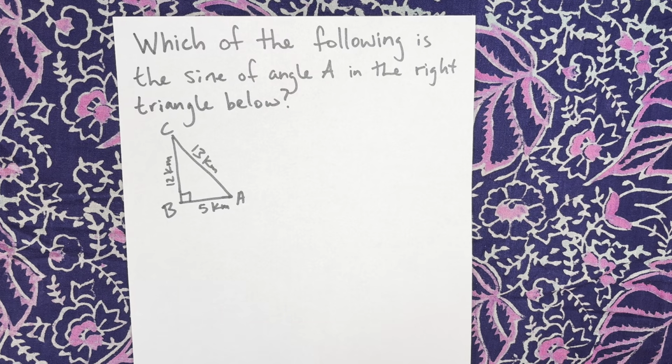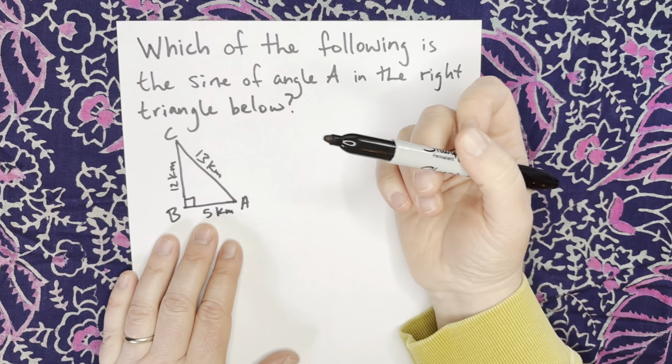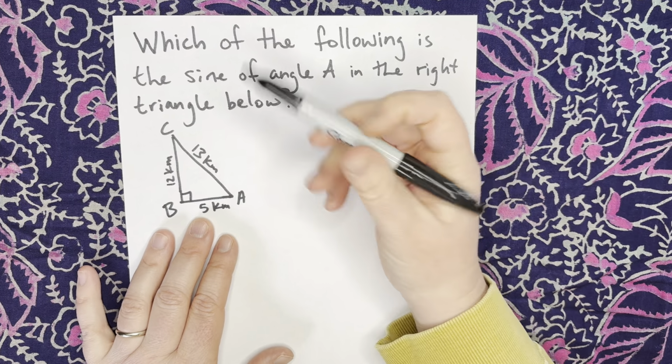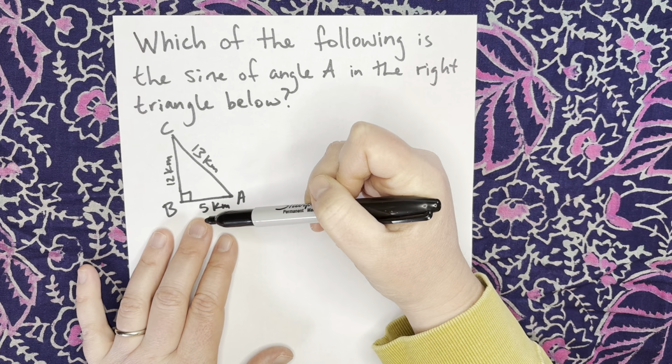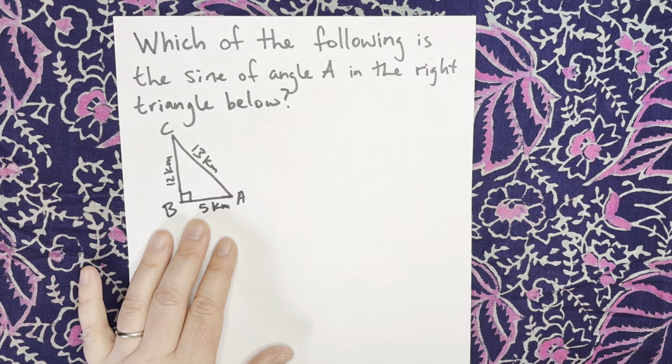I received a request to do a trigonometry problem. So today we're going to look at this. Which of the following is the sine of angle A in the right triangle below? So we have a right triangle, and it's labeled with each of the angles at the corners as A, B, and C. We have side lengths of 5 kilometers and 12 kilometers, and the hypotenuse is 13 kilometers.